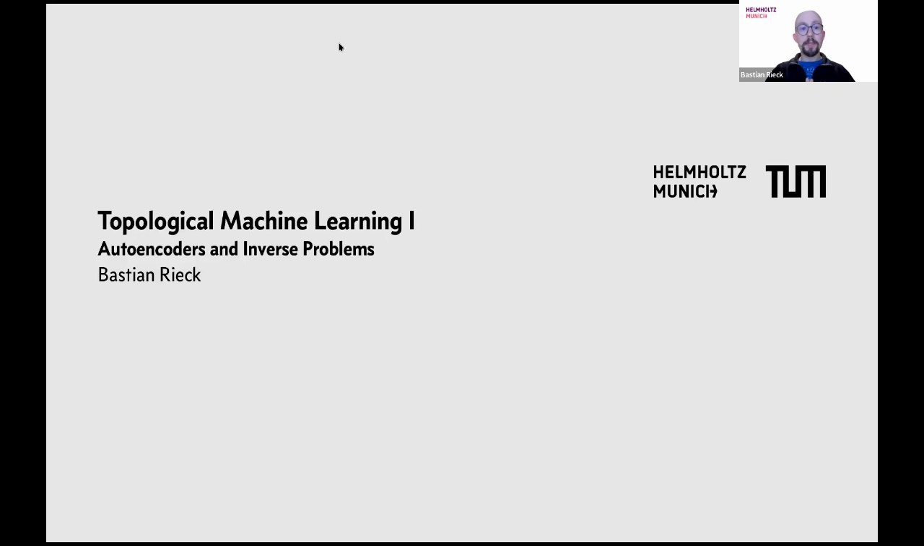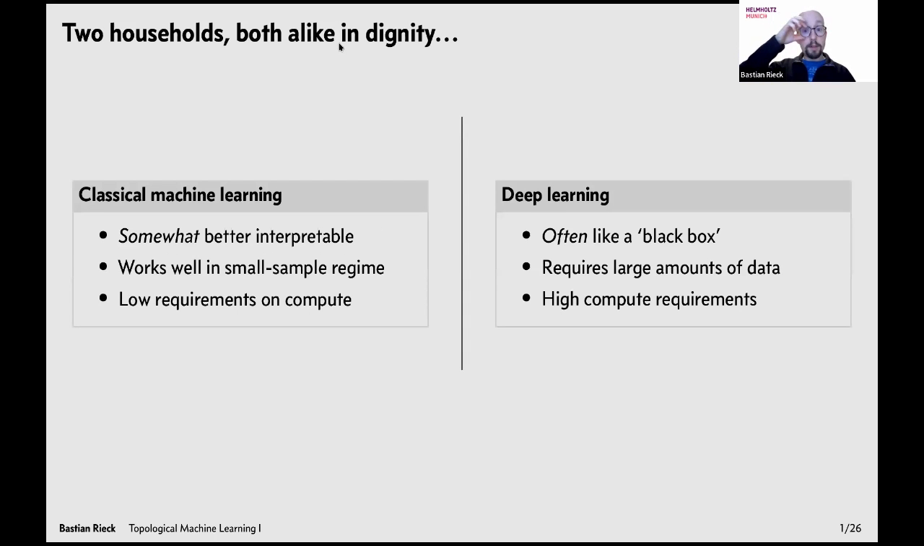Okay, but let's get back to it. In the second part of the lecture, I want to talk about autoencoders and inverse problems. So we're now going a little bit more deeply into the deep learning landscape. And I want to start by briefly summarizing some facts about deep learning and classical machine learning, because like in the Shakespearean play of Romeo and Juliet, these are two households, but they are both alike in dignity. So I really don't want to say that one needs to be preferred over the other. It all depends on your context and on your data.